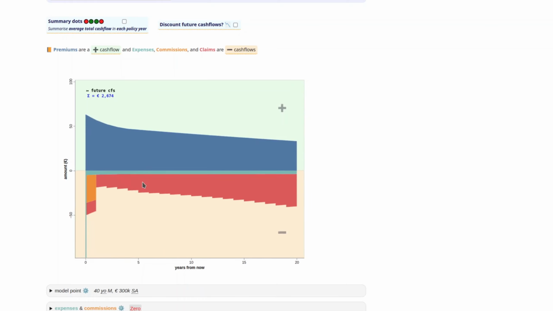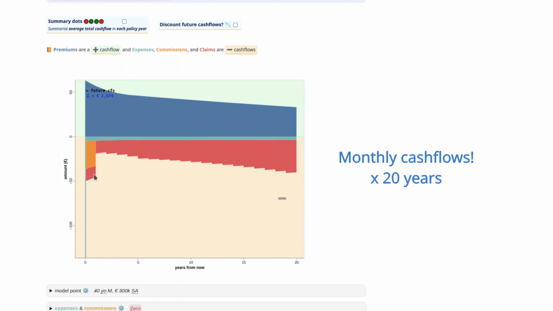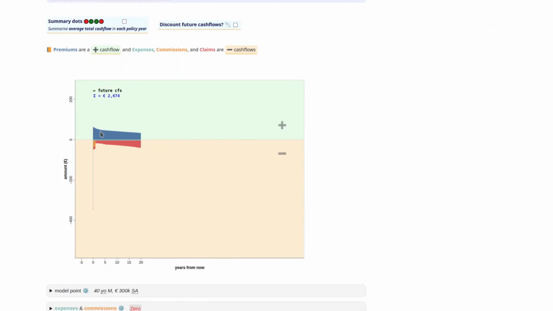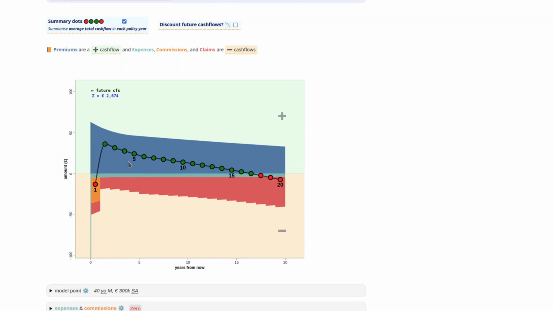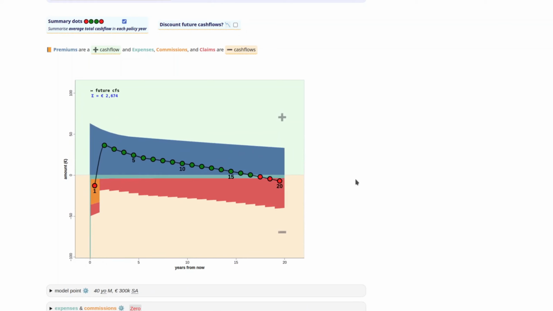And there's a lot of detail in this cash flow visualization. Initial expenses goes off the chart. And so summary dots can be useful to quickly interpret the cash flow profile leading to our results.